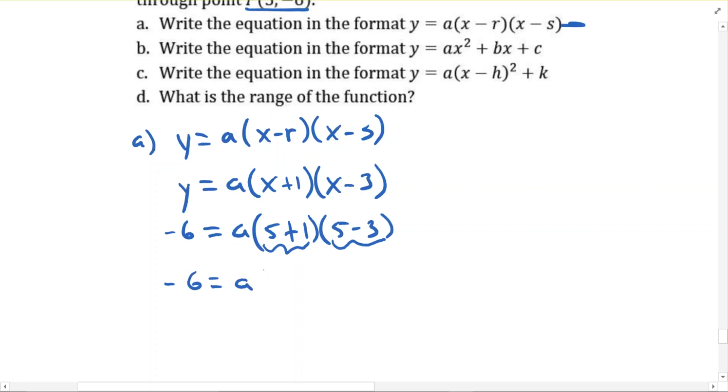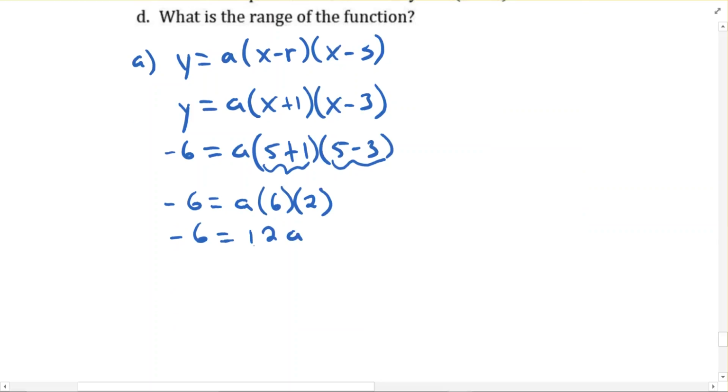I'm just going to write this now as 6. 5 plus 1 is 6. And then 5 minus 3 is 2. So this is negative 6 is equal to, I'm going to put the numbers out front, 12a. Now what we're going to do is divide both sides by 12. So we've got 1/2. So a is equal to 1/2. All right, so we got that figured out.